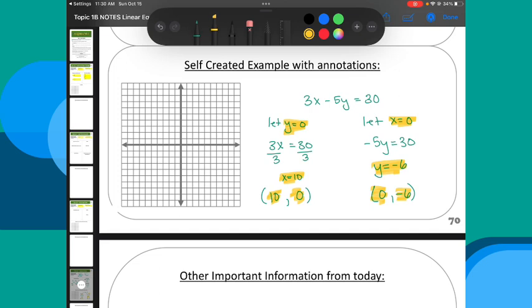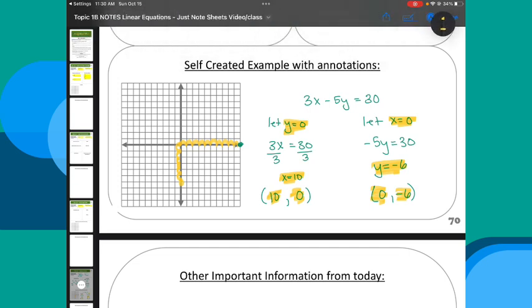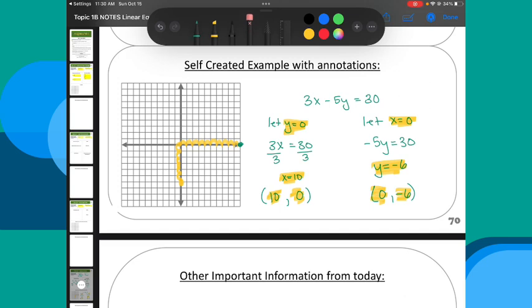So the first point is (10, 0). So 1, 2, 3, 4, 5, 6, 7, 8, 9, 10. We'll plot our first point. The second point is at (0, -6). 1, 2, 3, 6. So we have a point down here. Okay. And then we can connect our points, and we have the equation of our line.